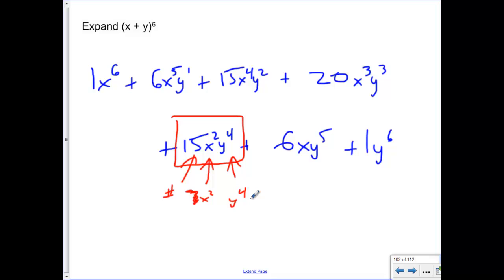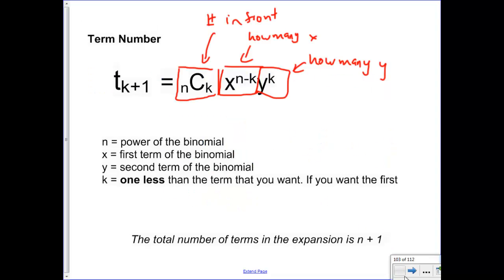There's a number in front. The number in front actually comes from what we call Pascal's triangle. Then there are a certain number of x's you need, and there are a certain number of y's that you need. And so this is a formula that was developed to help you figure out what term you're working with.